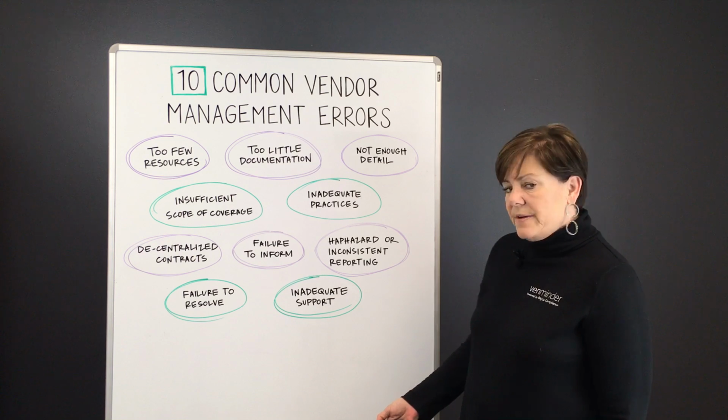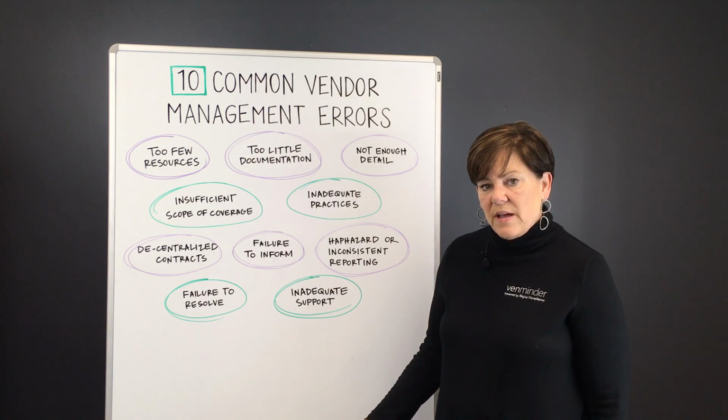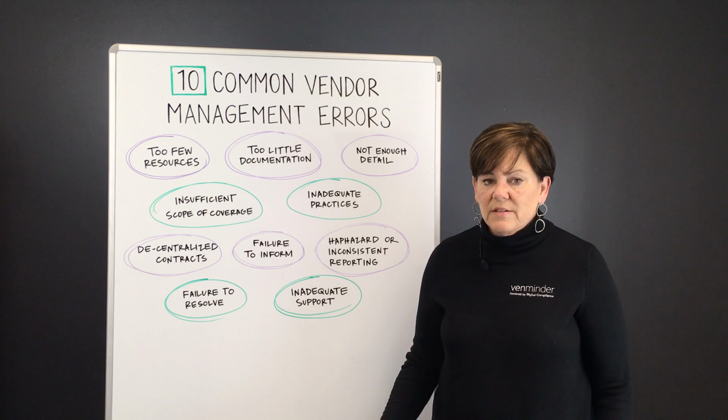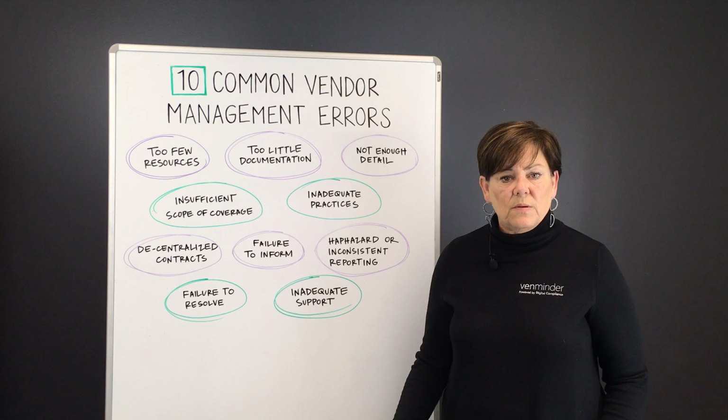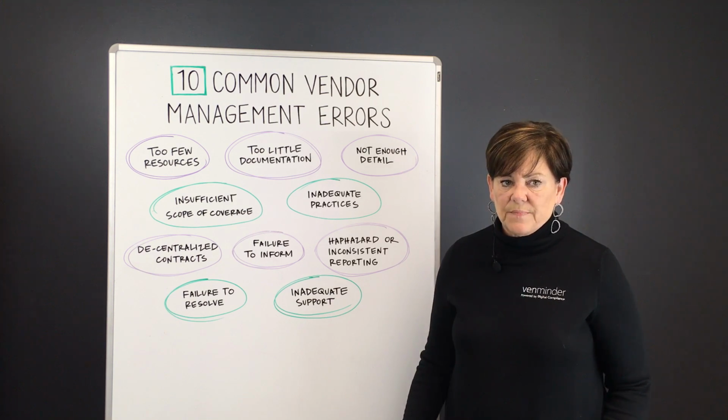Then, inadequate support from the areas outside of your own. So, do your lines of business follow the rules you've set around vendor management? Is there good communication and mutual respect?